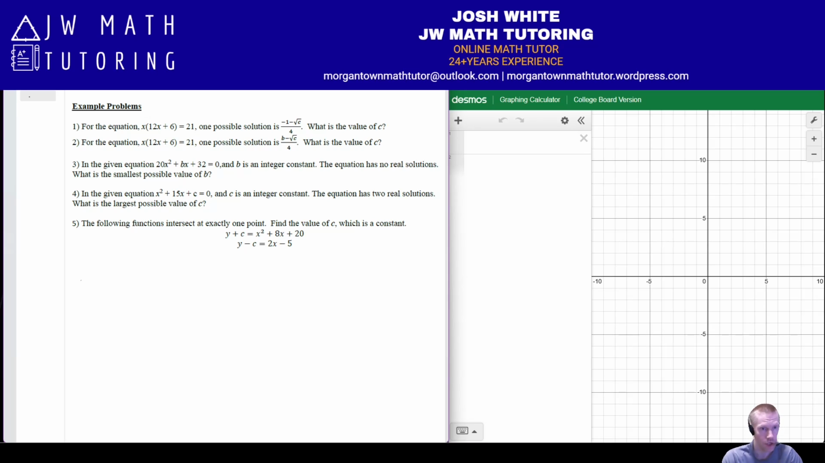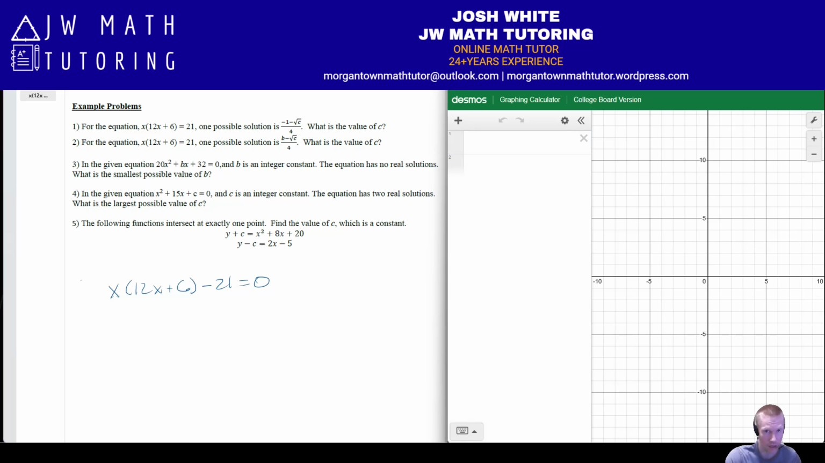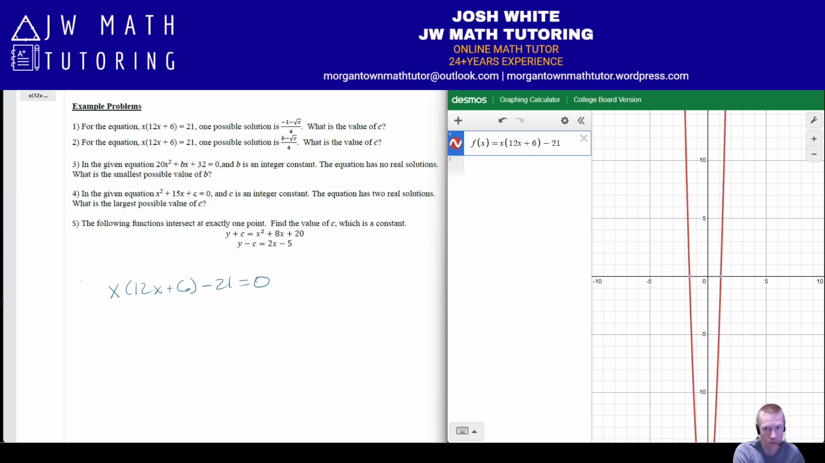Okay, so one thing you do have to do is get the 21 over to the other side so it's equal to 0. And then you can set this equal to f of x. You don't have to distribute the x. You can just leave it as it is. So that's what we enter in as f of x.